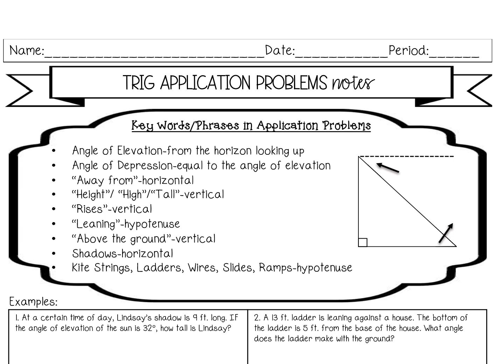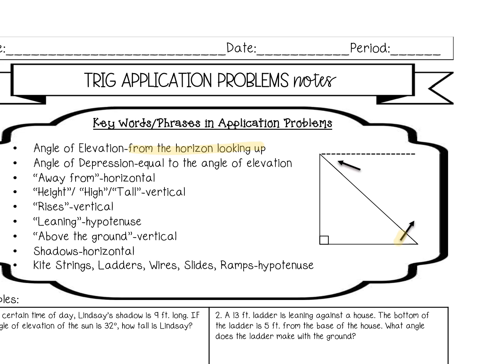So the first one is angle of elevation. The angle of elevation is from the horizon looking up. So if you're looking at this right triangle, that would be the bottom right angle. That's our angle of elevation.